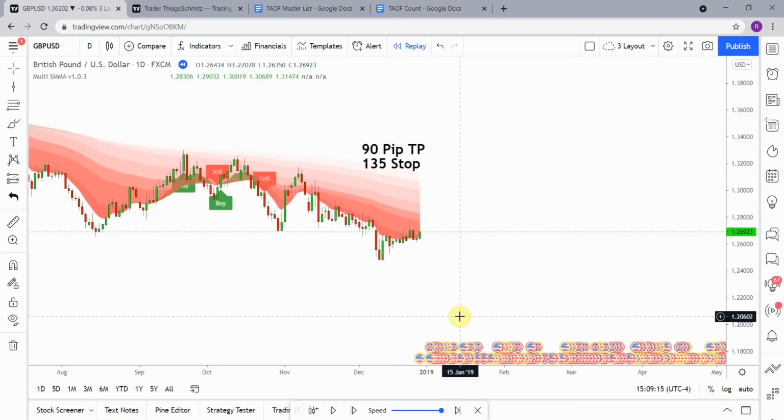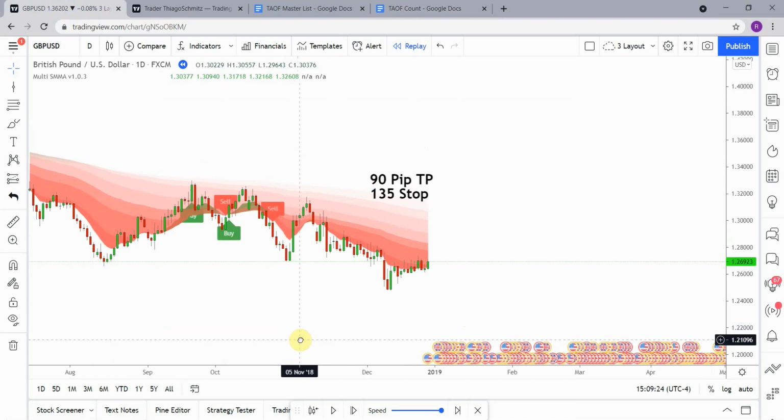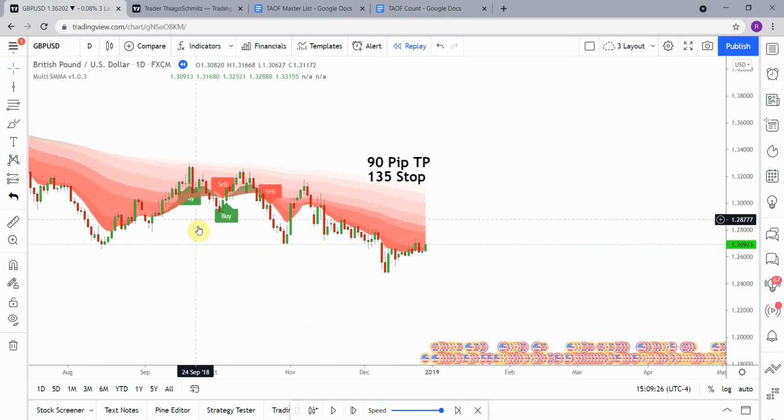All right, so today's indicator is the multi-smoothed moving average. You can see it here on screen. The setup on this is pretty easy. This indicator actually gives us buy and sell signals, and you can see those flags or tags here on screen.